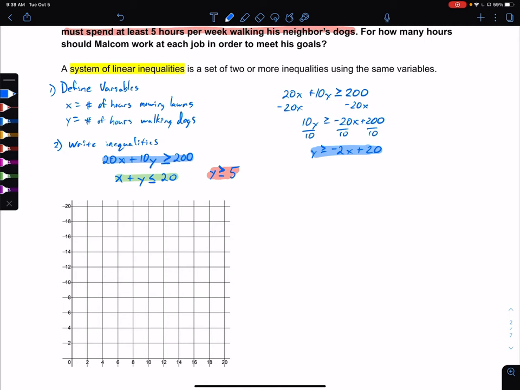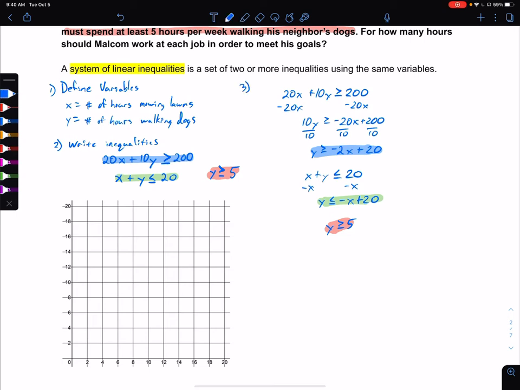Now we'll take x plus y is less than or equal to 20. And same thing, although this one's easier, we can just subtract x, and we have y is less than or equal to negative x plus 20. So that one we can now graph in the form it's in. And y is greater than or equal to 5. That one's fine. We don't have to do anything else with that.